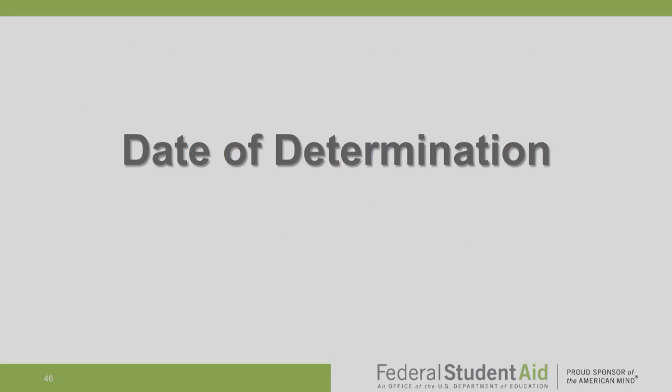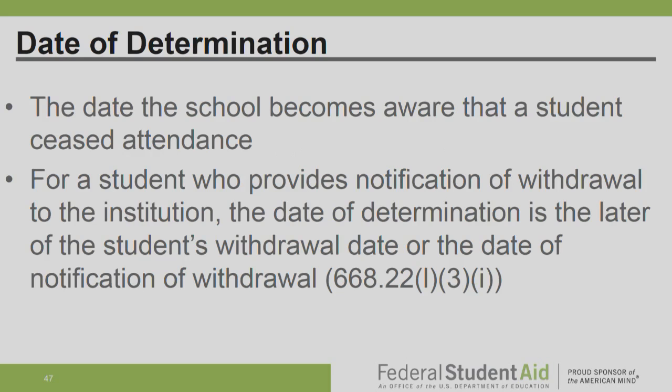I do want to talk about date of determination. I know you know what it is. Well, no, I don't want to make that assumption. A date of determination, let's be clear, is not the same as a withdrawal date. It is exactly what it sounds like. It is the date the school becomes aware that the student ceased attendance. That can be very different from the day they actually withdrew, because for schools not required to take attendance, we can become aware that the student withdrew up to 30 days after the payment period or term has ended.